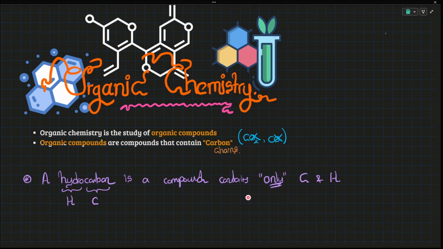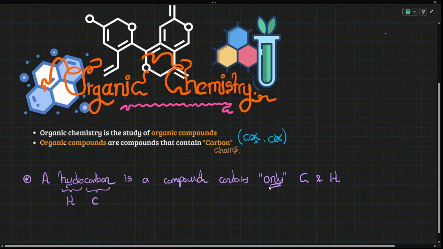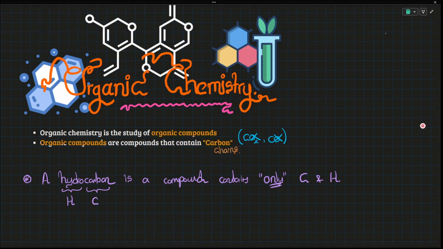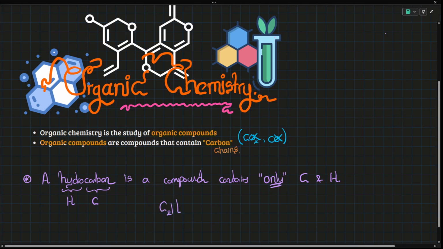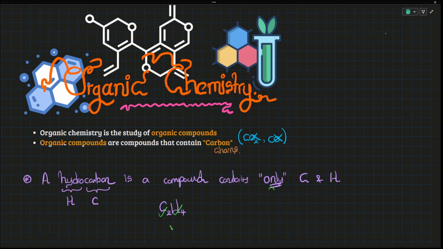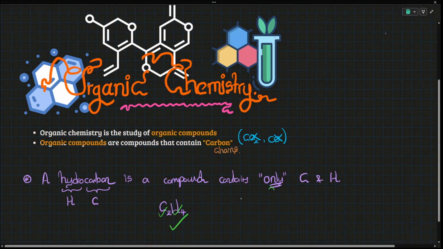Now, trust me, going forward in this course, you will know about hydrocarbons like the back of your hand. For now, this is enough. If something contains only carbon and hydrogen, that's a hydrocarbon. I'll just give you an example as well. C2H4. Is this a hydrocarbon? Let's check with the criteria. Does it only contain carbon and hydrogen? Yes, therefore it is.